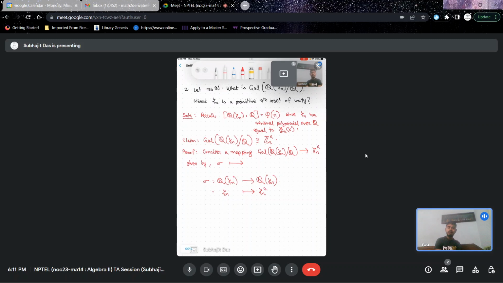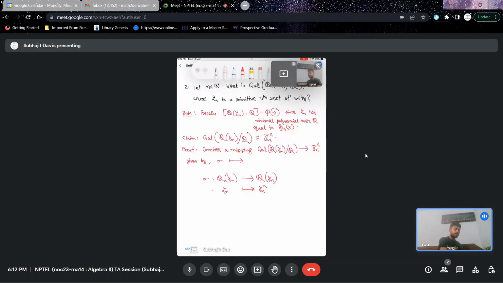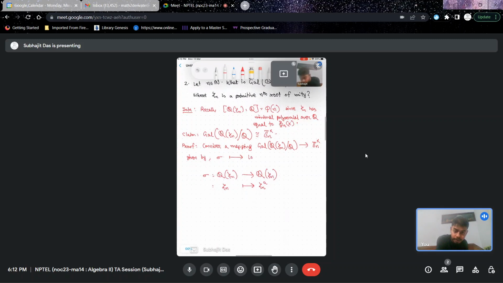Because ζn, being a primitive nth root of unity, is basically a generator of the cyclic group of all nth roots of unity. So any nth root of unity will look like ζn power a. So we take sigma and we map sigma: sigma maps ζn onto ζn power a, and we consider this particular mapping of the Galois group into Zn cross, which sends sigma onto a. So we need to pick a notation for a. This is just a notation, mind you.